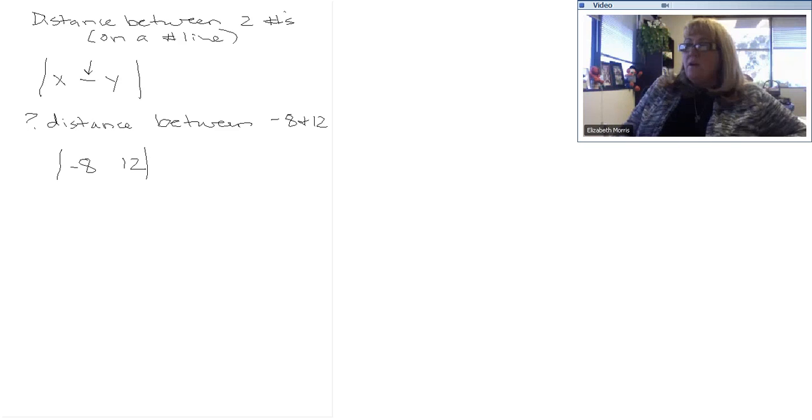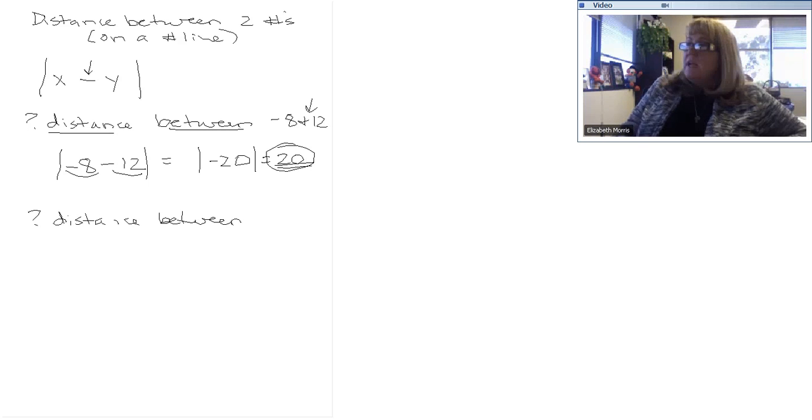All right, so let's do what's inside first. -8 and -12, the signs are the same, so we add them and they stay negative. But what is the absolute value of -20? +20. So the distance between these two numbers is 20. All right. What if I wanted to know, let's try another one. The distance between -10 and -35.